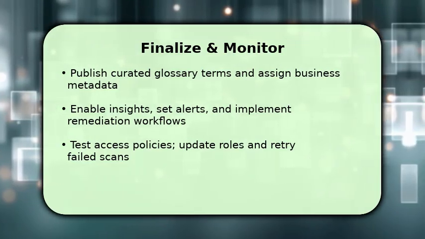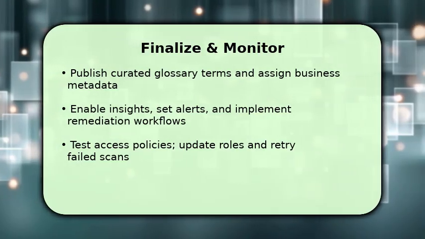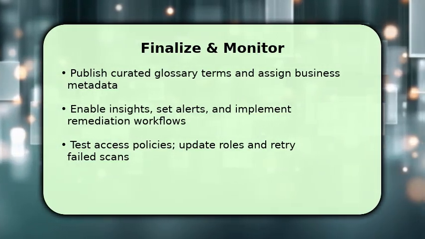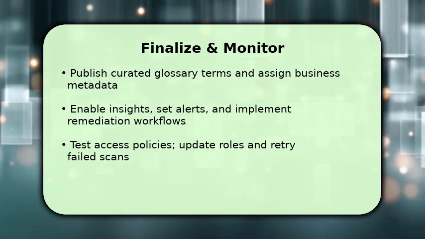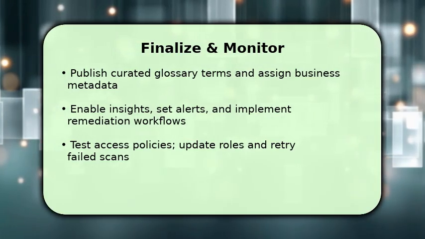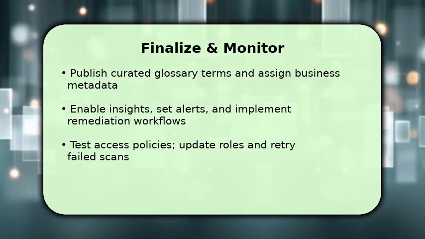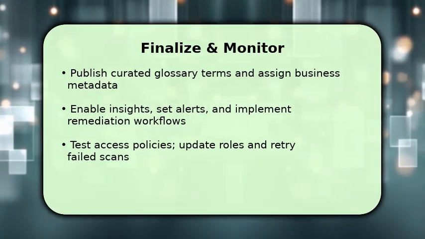Enable Purview insights and alerts to monitor classification trends and policy hits, and wire alerts to remediation playbooks or automation so issues are tracked. Validate and tighten access policies, then run a validation scan to ensure labels and retention apply. If something fails, check service principal permissions, firewall rules, and connector credentials first. Fix those and rerun scans as the primary troubleshooting step.